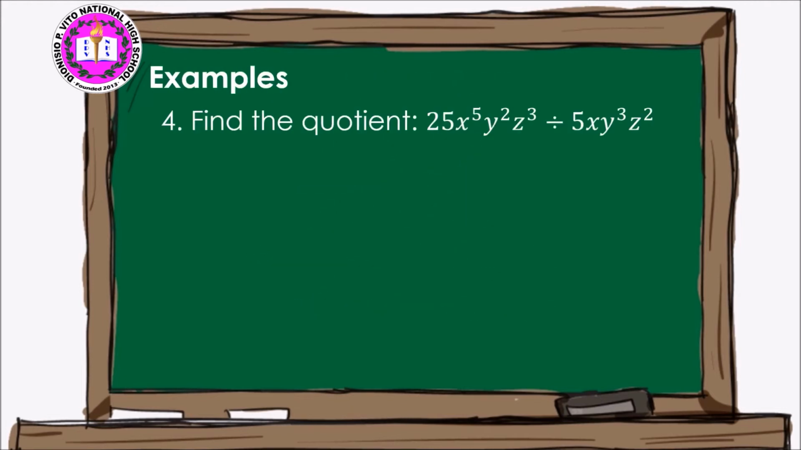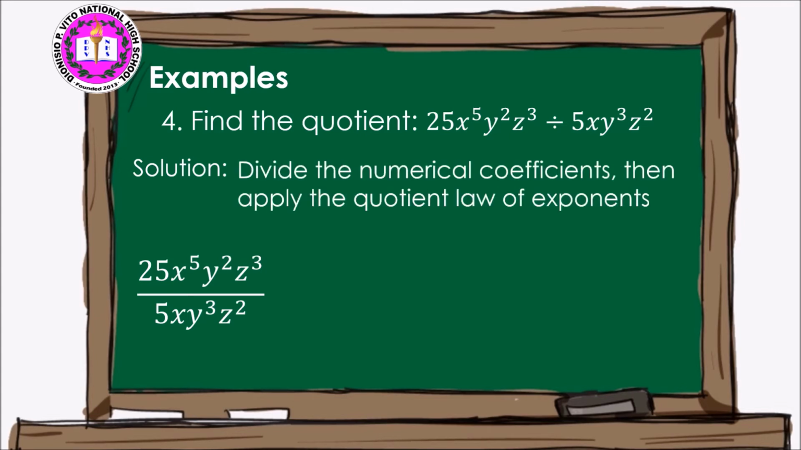Another example, find the quotient of 25x raised to 5 y squared z cubed divided by 5xy cubed z squared. So for our solution, we're going to divide 25x raised to 5 y squared z cubed divided by 5xy cubed z squared. So we're going to divide the numerical coefficients, then apply the quotient law of exponents. So we have 25 divided by 5 is equal to 5.